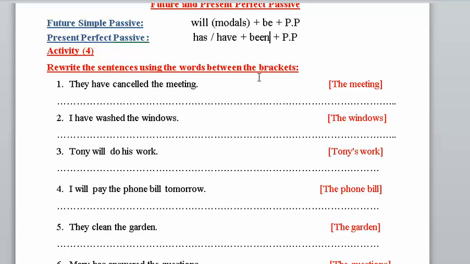Let's take the second one. The windows have been washed. I can say by me. Thanks. Anyway, the rest will be assignment for you.